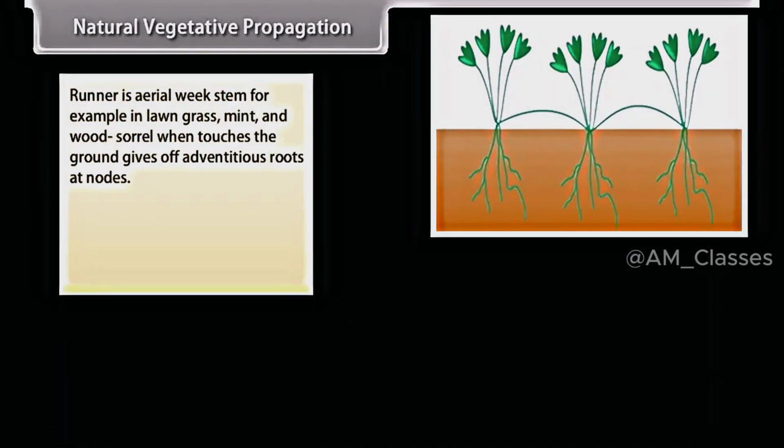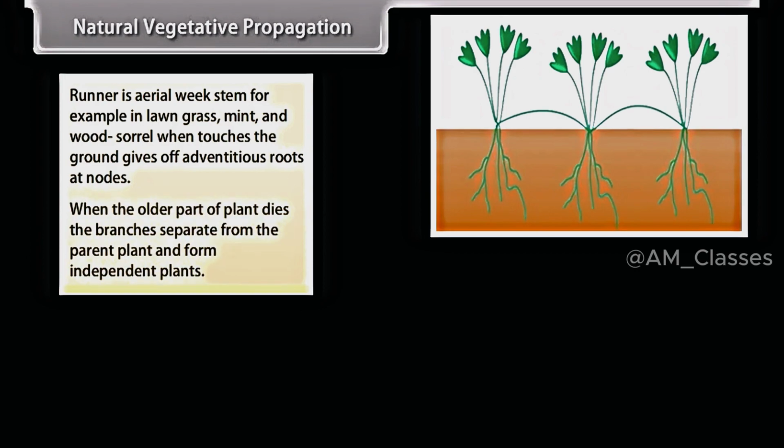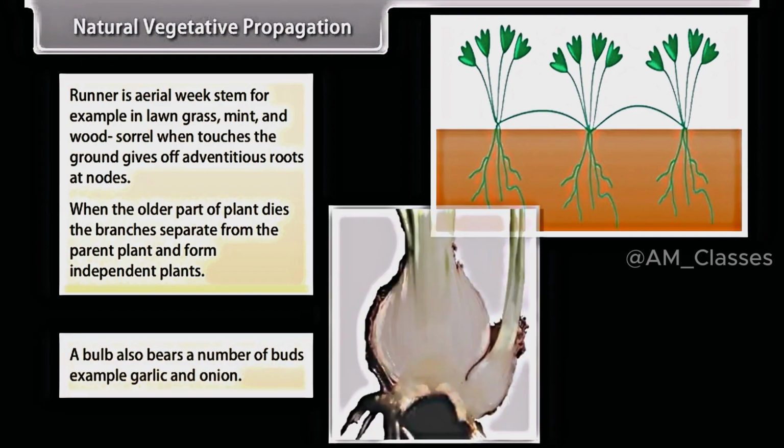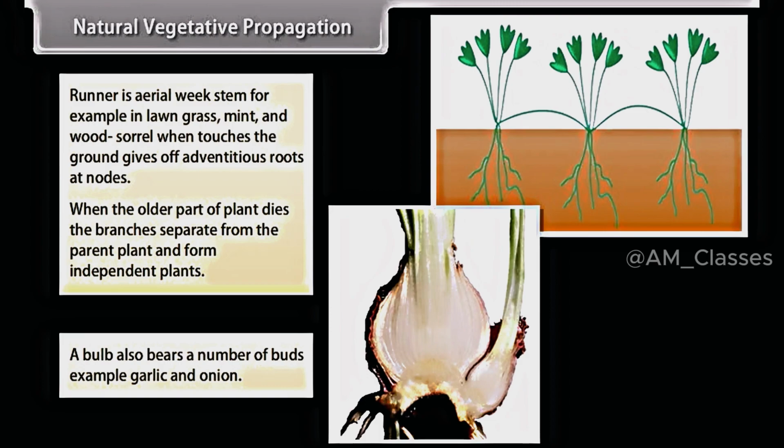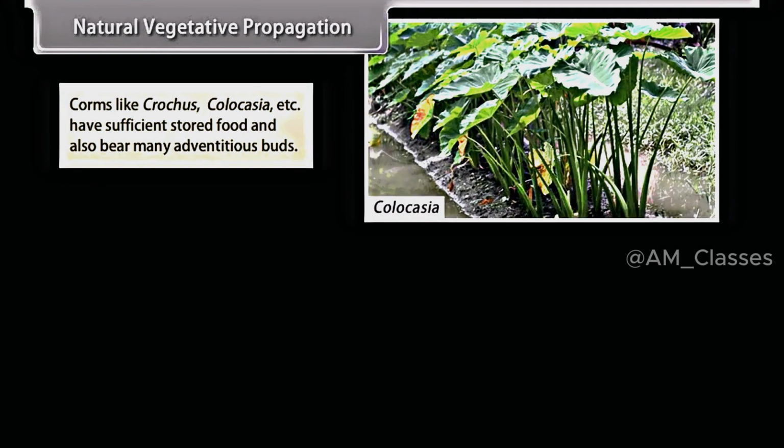A runner is an aerial weak stem, for example in lawn grass, mint, and wood sorrel. When it touches the ground, it gives off adventitious roots at nodes. When the older part of the plant dies, the branches separate from the parent plant and form independent plants. A bulb also bears a number of buds, for example garlic and onion. Corms like crocus, colocasia, etc. have sufficient stored food and also bear many adventitious buds.